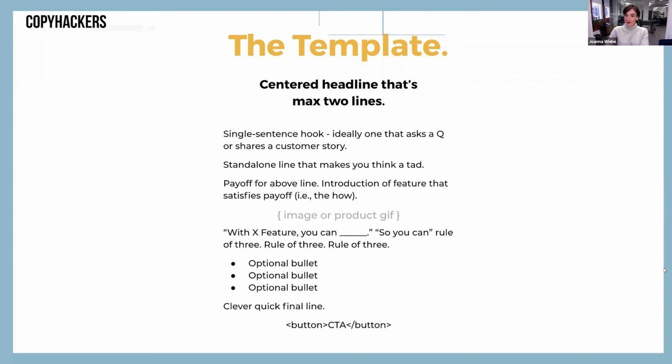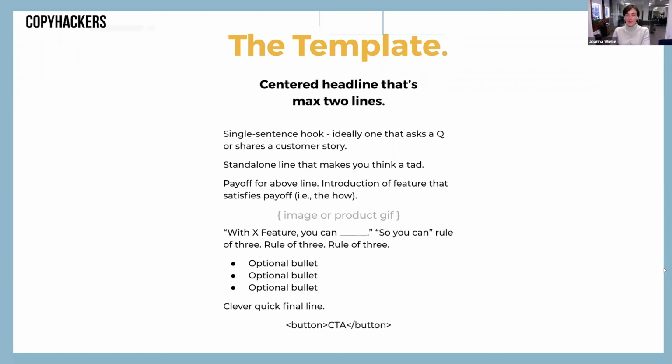And then you talk about the feature. Now you get to get into it. Typically, you can phrase that as, with X feature. So put that feature name in there. Then tell them what they can achieve, what they can get done, what they can do. And then you have the rule of three.